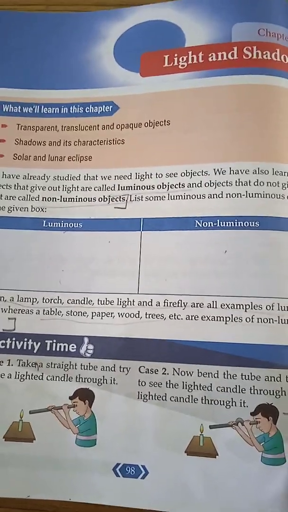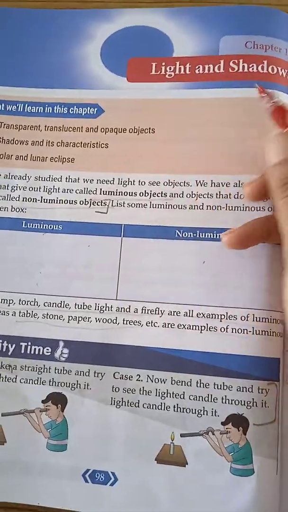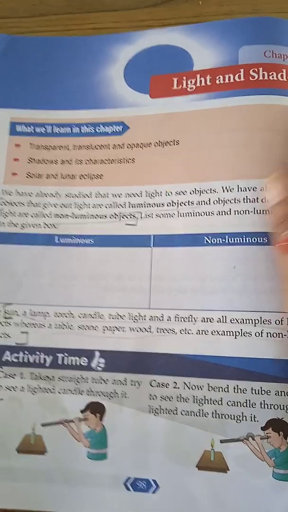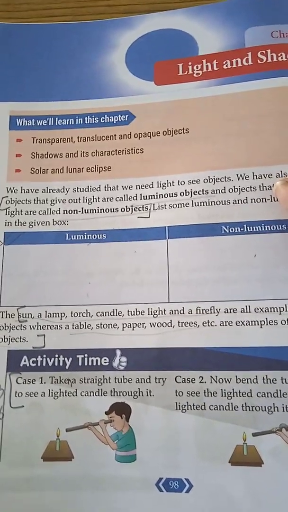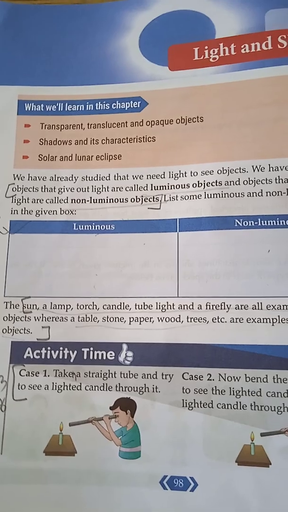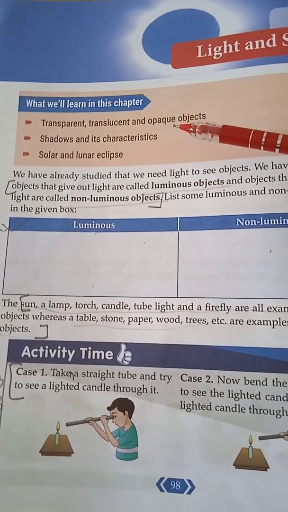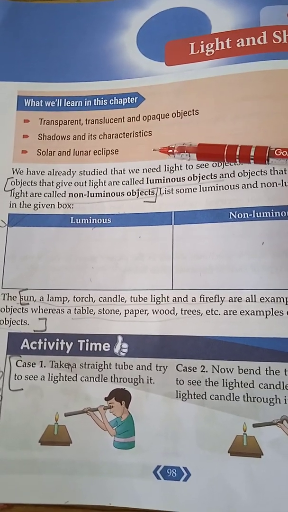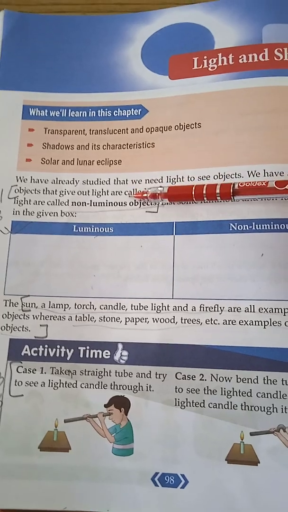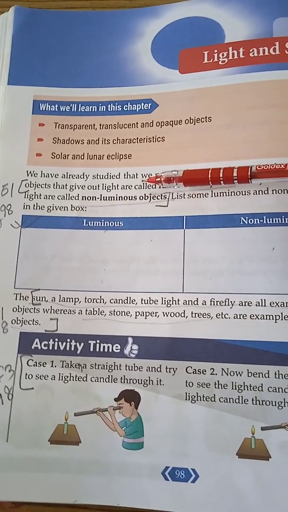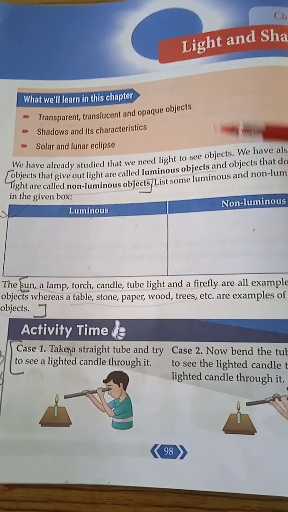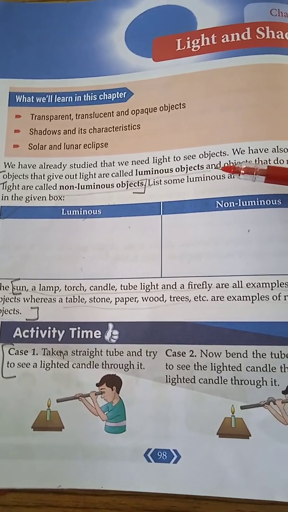Hello children, today we are going to start the new chapter, that is light and shadow. In this chapter we are going to deal with transparent, translucent and opaque objects, shadow and its characteristics, solar and lunar eclipse. So first of all, what is a luminous object?